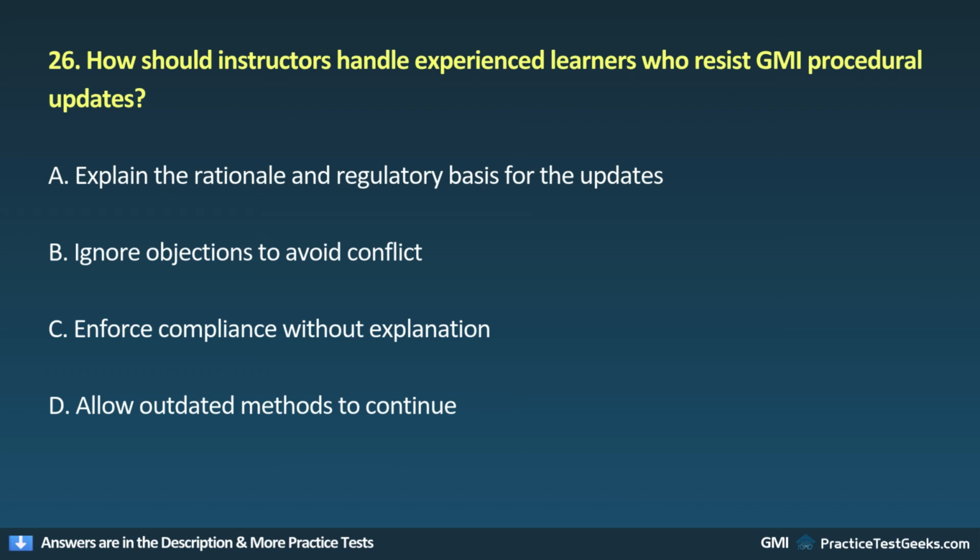26. How should instructors handle experienced learners who resist GMI procedural updates? A, explain the rationale and regulatory basis for the updates. B, ignore objections to avoid conflict. C, enforce compliance without explanation. D, allow outdated methods to continue.